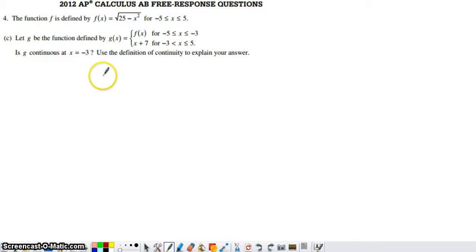Your function is continuous, and actually let me do it with regard to the function that we're trying to determine the continuity of here. G is continuous at the x value of -3 if three things happen.